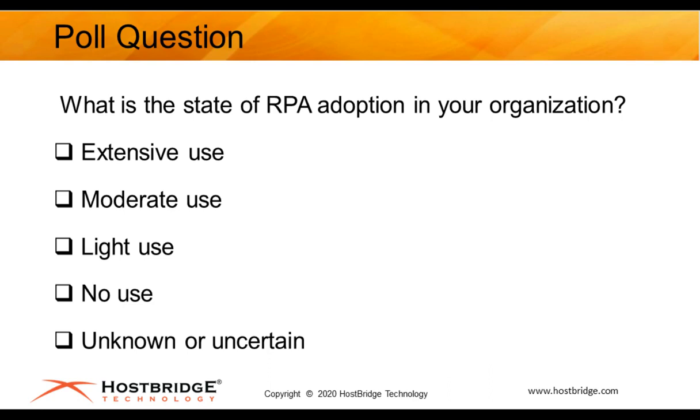We're going to start this with a poll. On your screen, coming up will actually be a poll. It'll pose the question, what is the state of RPA adoption in your organization? So how broad is the use of robotic process automation? It doesn't matter whether or not you have a formal RPA platform or whether you are achieving this sort of automation using other techniques. We'd like to know whether you would consider it to be extensive, moderate, light, none, or whether you're just uncertain.